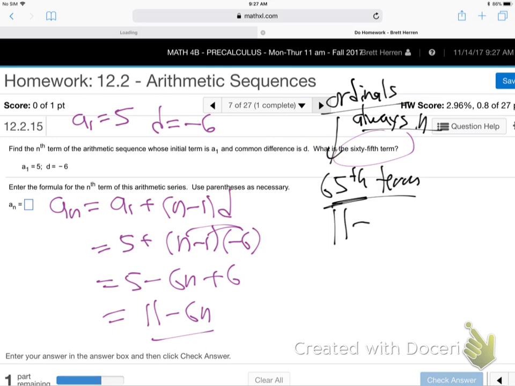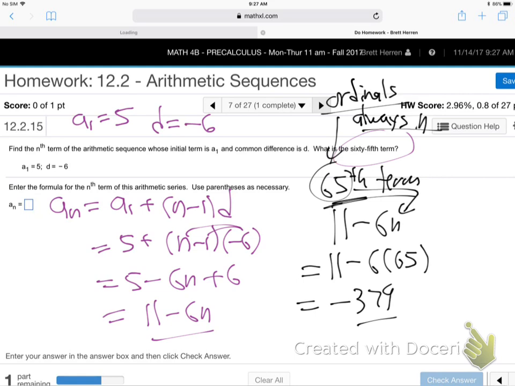So I take the 11 minus 6n, go, oh, 65th. That's the order number. That's the n. Plug that in. That's some big ugly number. Somebody got that? Nobody got that? Yep. 379. Good. So that's the 65th term. Those terms are going down, down, down, aren't they? Is that okay? Questions on that?